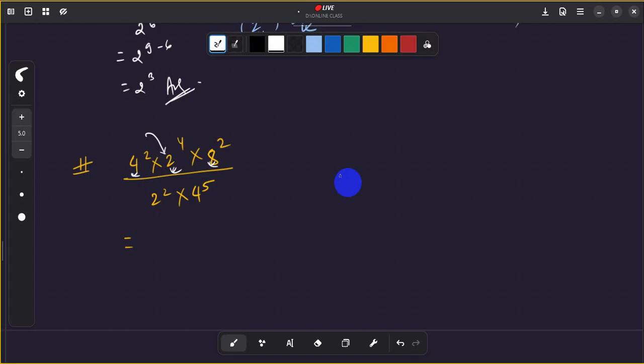Now 4 can be written as 2 to the power 2. 4 can be written as 2 square, and its whole power 2 is there, whole power 2, into 2 to the power 4 as it is, into 8 square. 8 square means 2 cube whole square, divided by 2 square into 4 power 5, which is 2 square whole power 5.